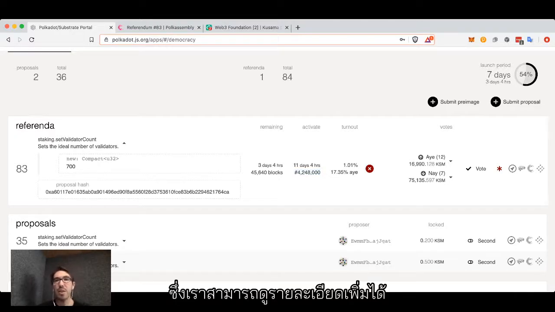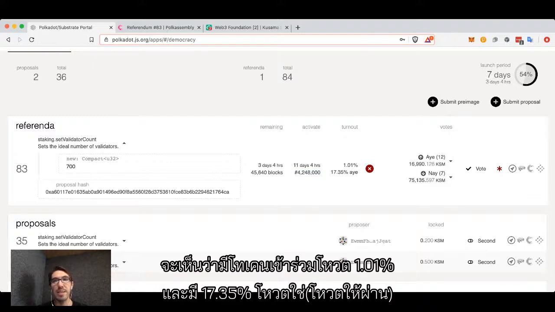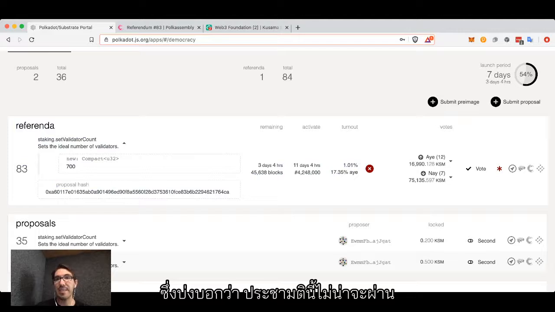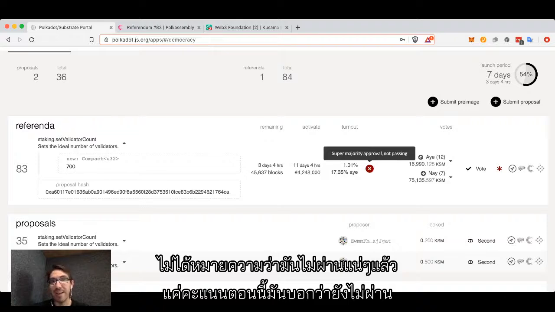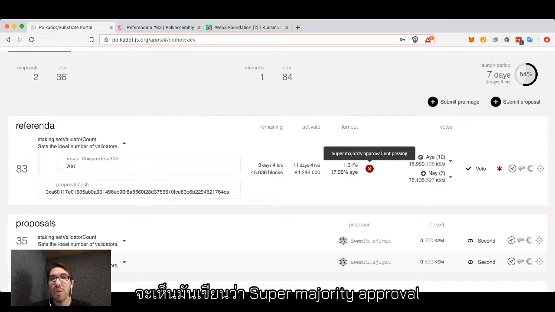We also can see a little bit more information here. We see that there's currently 1.01% turnout, and 17.35% have voted aye or yes, which indicates that it is failing. So it is not passing currently. That doesn't mean it won't pass in the next 3 days, but with the votes now, it is not passing. So you'll note it also says supermajority approval.